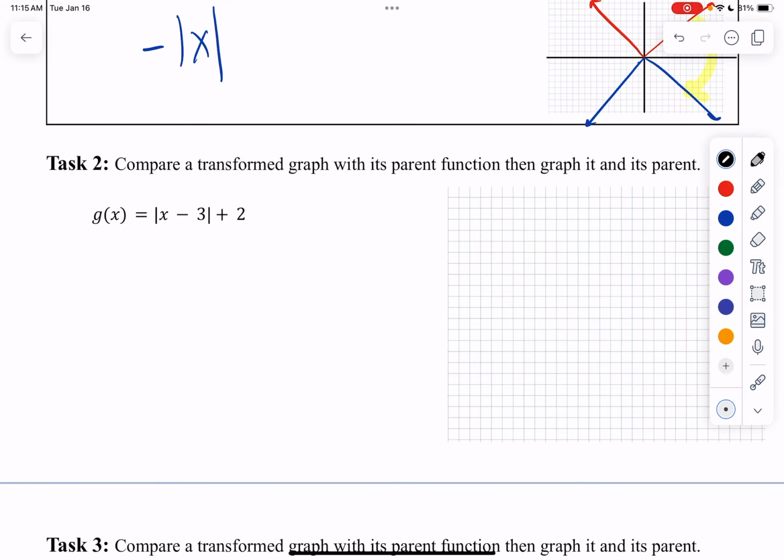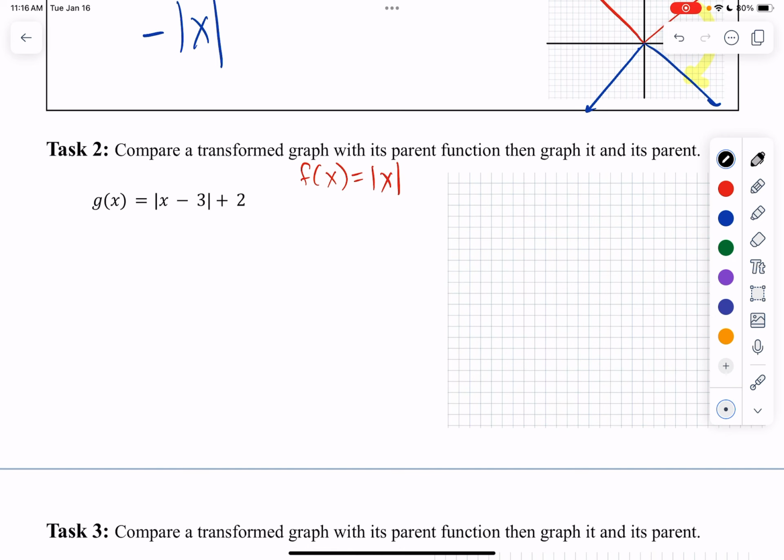All right. Now let's do some examples actually doing this. So here, the directions are to compare a transformed graph with its parent function. Again, our parent function, f of x equals the absolute value of x. So the first thing I'm going to do over here on my graph is graph that parent.